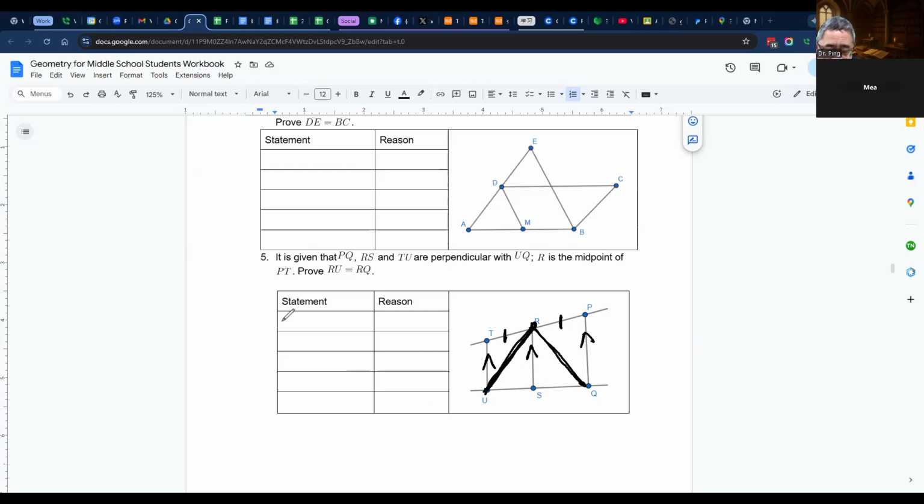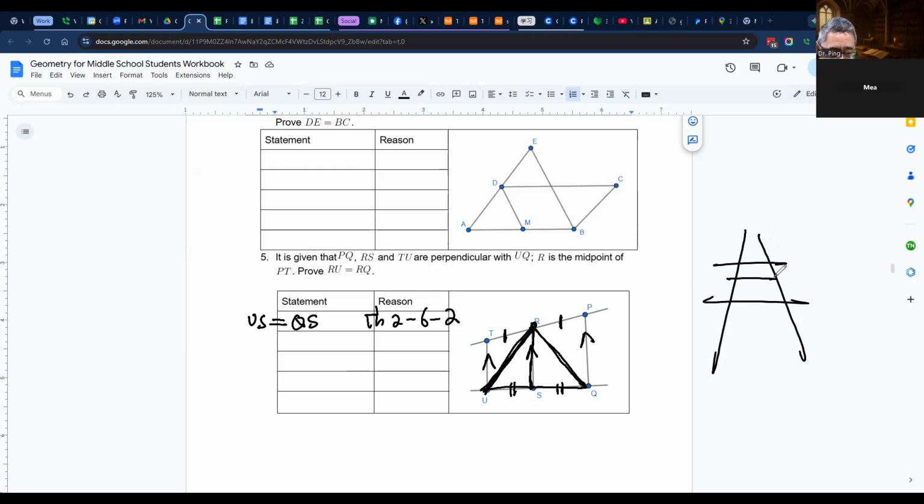Okay, so how do we prove that? Well, first of all, in order to prove that, we are going to prove this triangle and that triangle are congruent. But how do we prove the congruency? Well, first of all, we know this is congruent to this. So US is equal to QS. So that's our theorem, Theorem 2-6-2. We're talking about parallel lines. If we cut on one side, we also cut on the other side. So if this is congruent to this, then this has to be congruent to that.